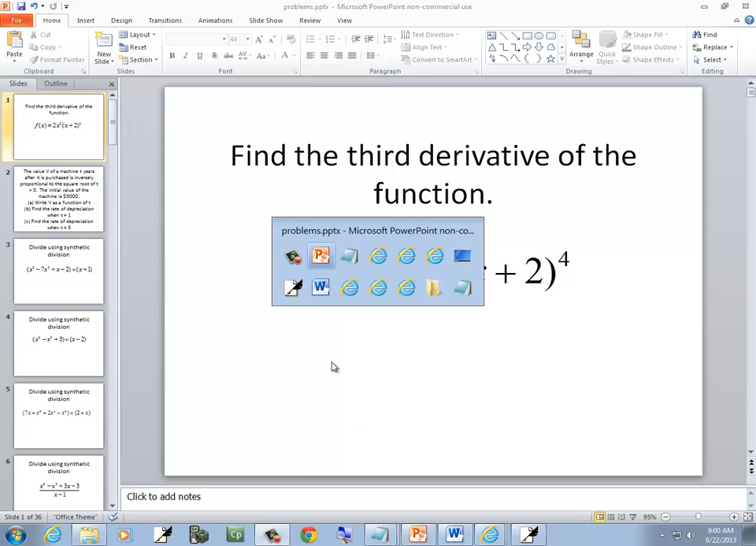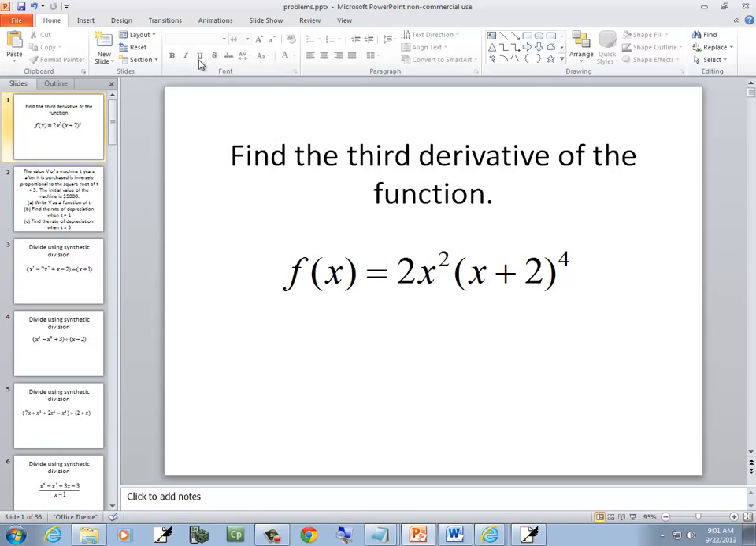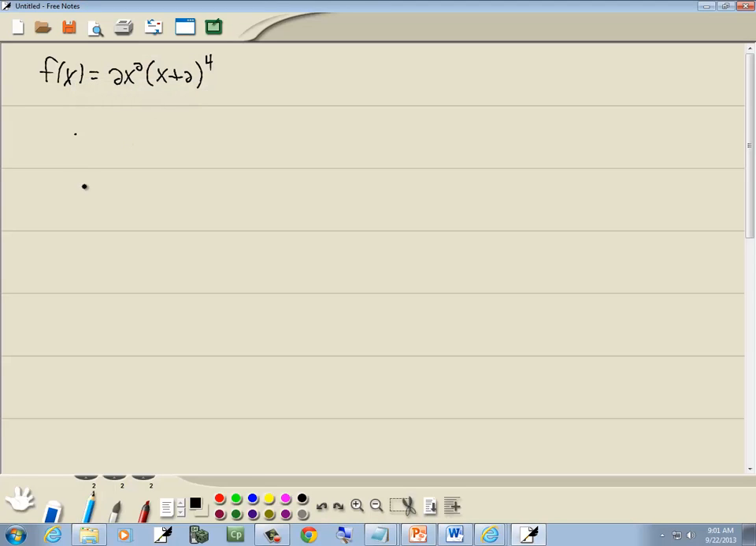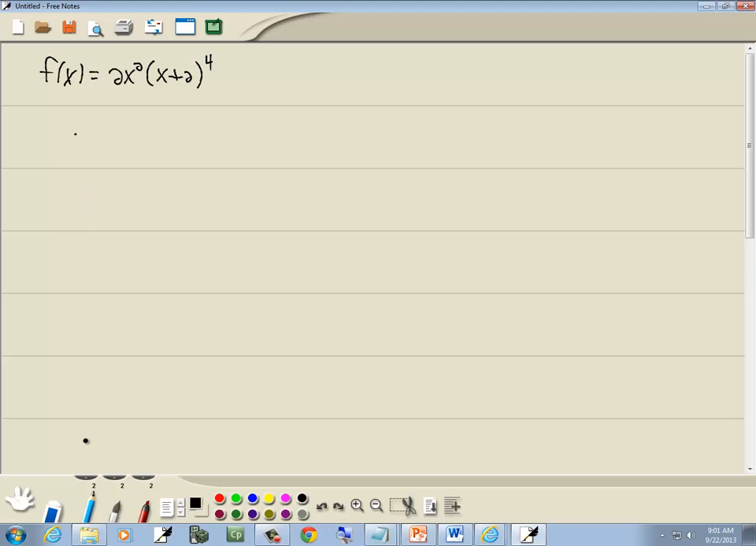Let's take a look at this problem. We got f of x is equal to 2x squared times x plus 2 to the 4th power. There we go. And the instructions are to find the third derivative.